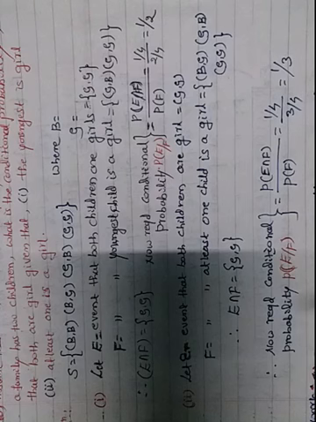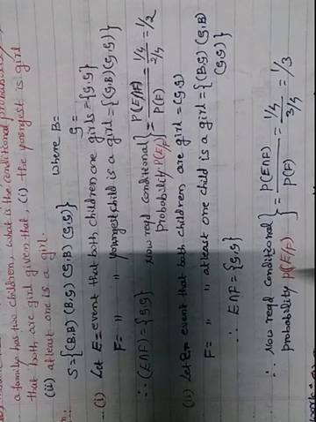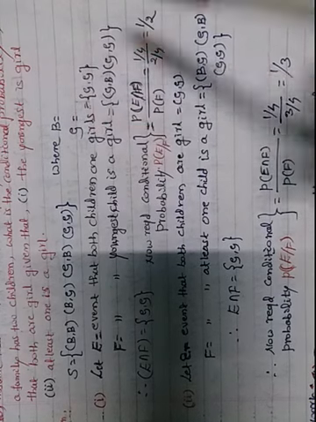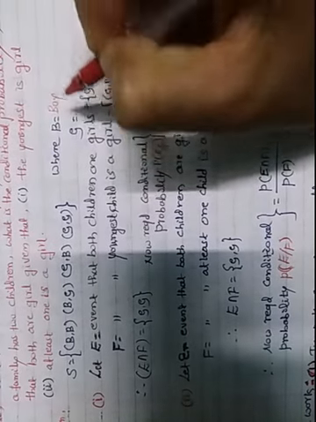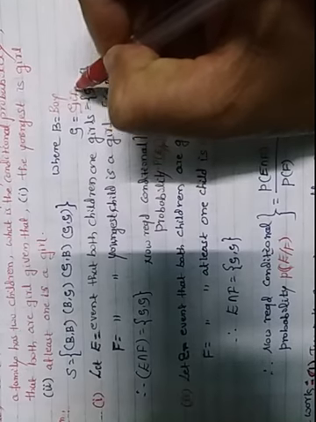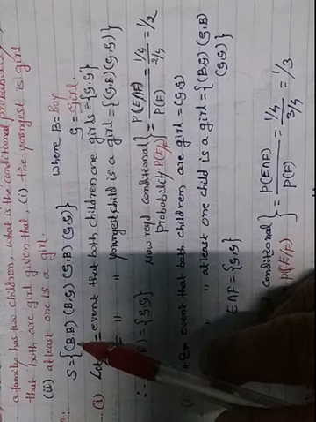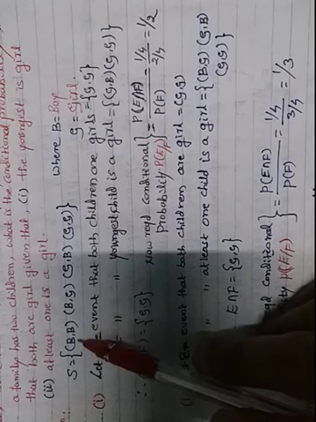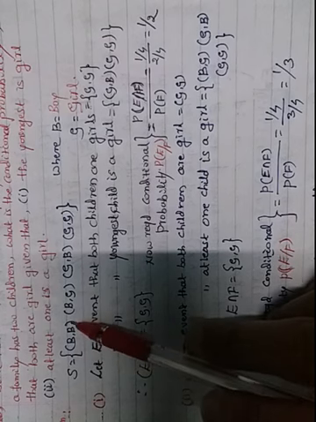First, I have to find the sample space of the boys and girls. B defines boy, G defines girl. I have to find the sample space. S equals B, B. Two children I have taken as one outcome.